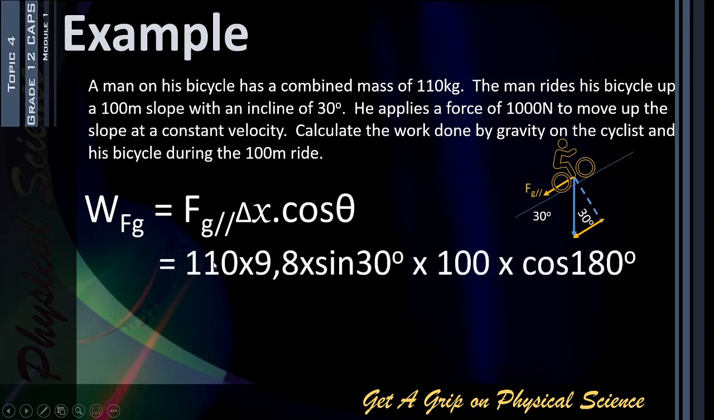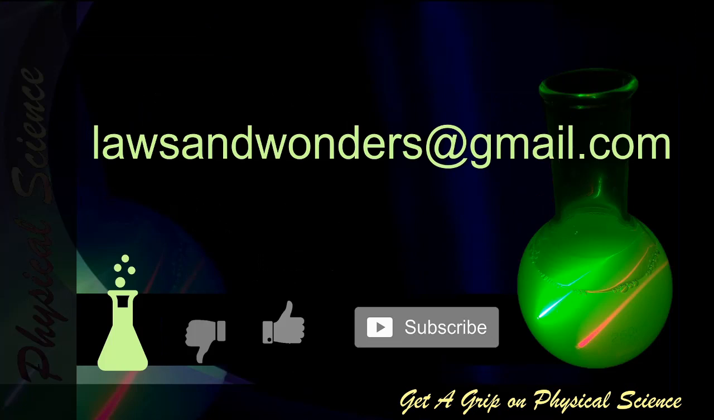So the weight is 110 times 9.8. To get the parallel component of the weight, we multiply that by the sin of 30 degrees, multiply by 100, which is the displacement, multiply by the cos of 180 degrees, because the displacement and the parallel component of weight are opposite to each other. And that will give us negative work done by gravity of 53,900 joule.